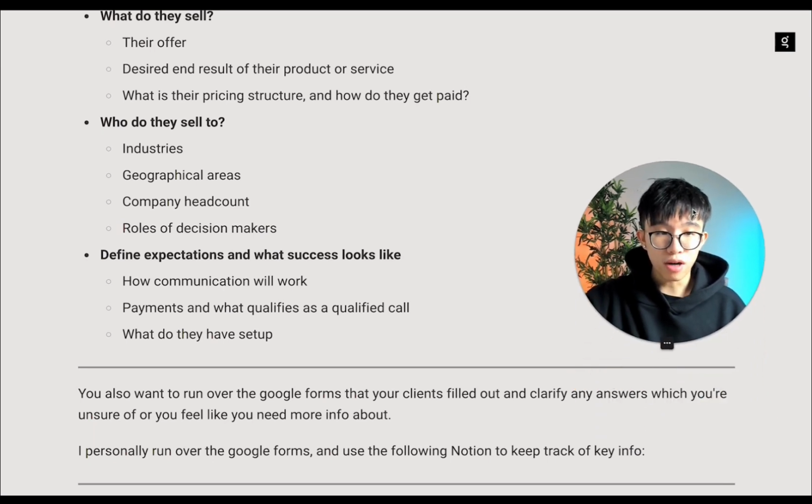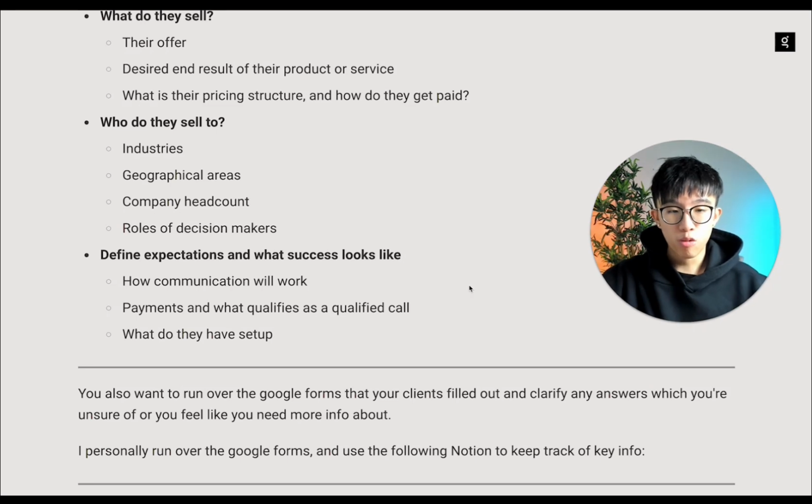And throughout this onboarding call, you also want to run over the Google Forms that your client filled out. You want to run through those answers directly in front of them.